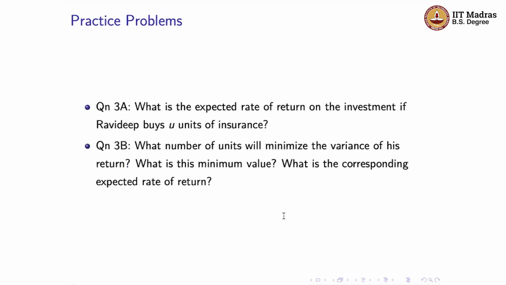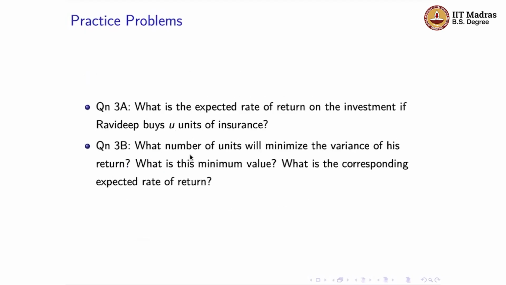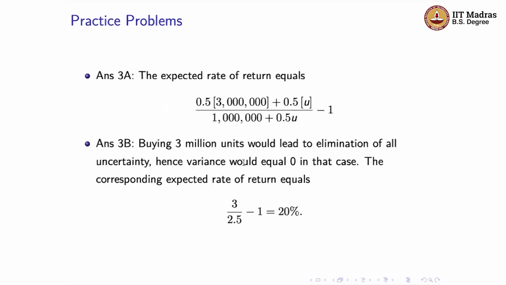And in fact, this is the lowest variance that he can have, right? So if he buys 3 million units, that would lead to elimination of all uncertainty. And hence, variance would be equal to 0 in this case, right? Remember, we were asked to calculate the number of units which will minimize the variance of this return, right? What is this minimum value? So the minimum variance that you can achieve here is equal to 0. And what's the corresponding expected rate of return? Well, you need to buy U equal to 3 million in order to actually achieve this 0 variance outcome.